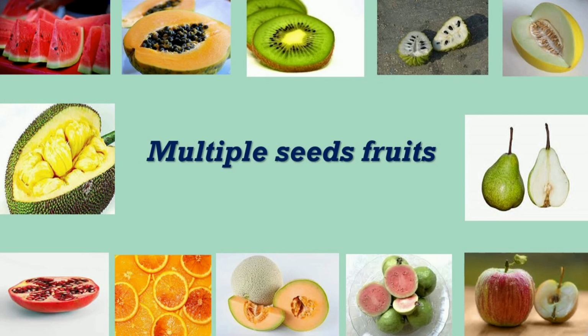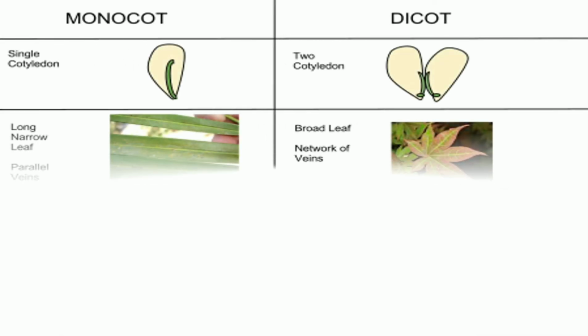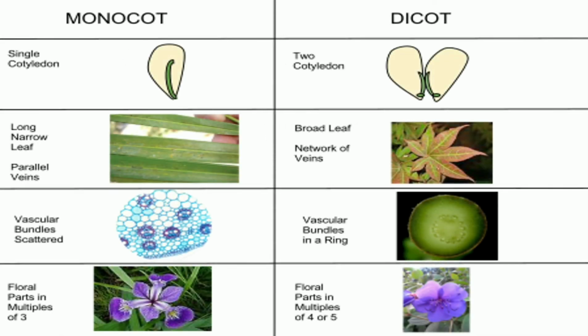In this way, we are seeing all the parts. Now we see the difference between monocots and dicots. Monocot seeds cannot be divided into two equal parts. Dicot seeds can be equally divided into two parts. See, the differences are shown here.